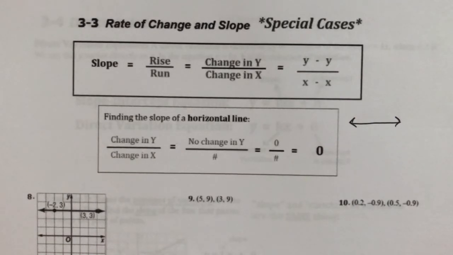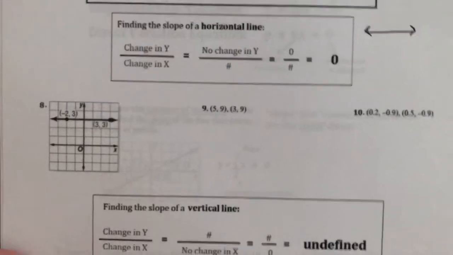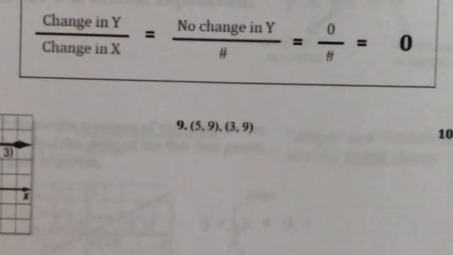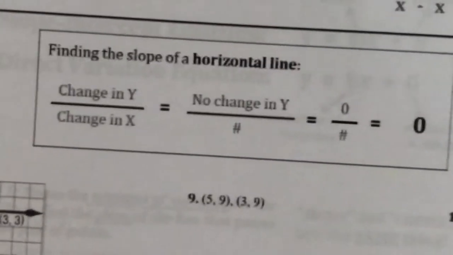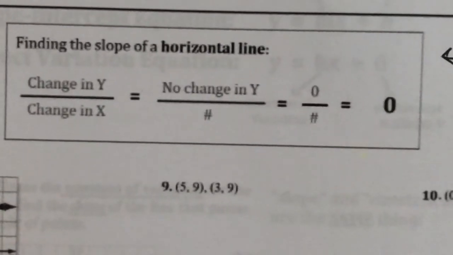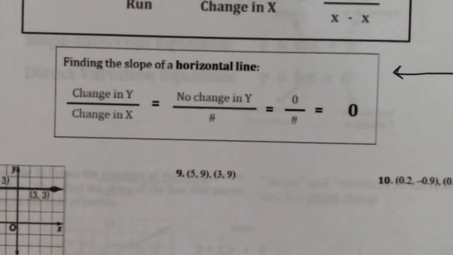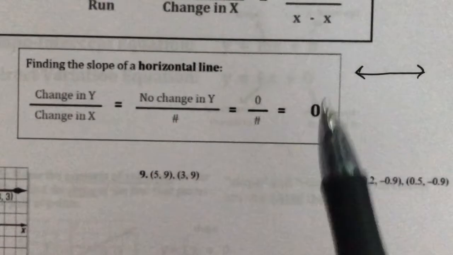Okay, so our special cases are horizontal and vertical lines. If we have a horizontal line, let me zoom in a little. This looks super far away. Sorry if it's blurry for you guys. A horizontal line goes side to side. I tried to kind of draw one here, like the horizon.